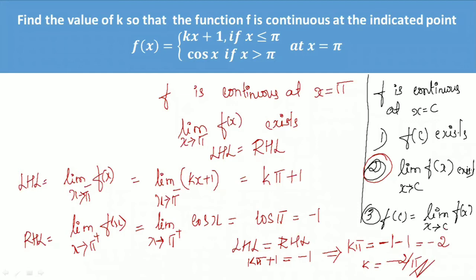Good, Madiha. You have also got the answer. So this is the answer: k is equal to minus 2 by pi. Those who are taking notes, just take a screenshot so that you can write it later. Can we move to the next question?